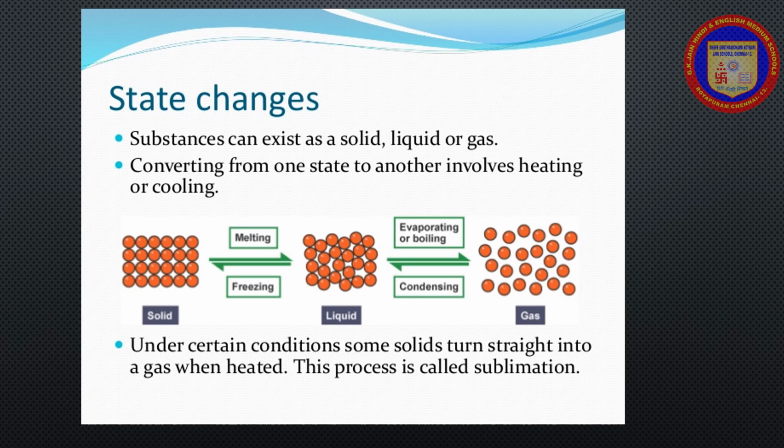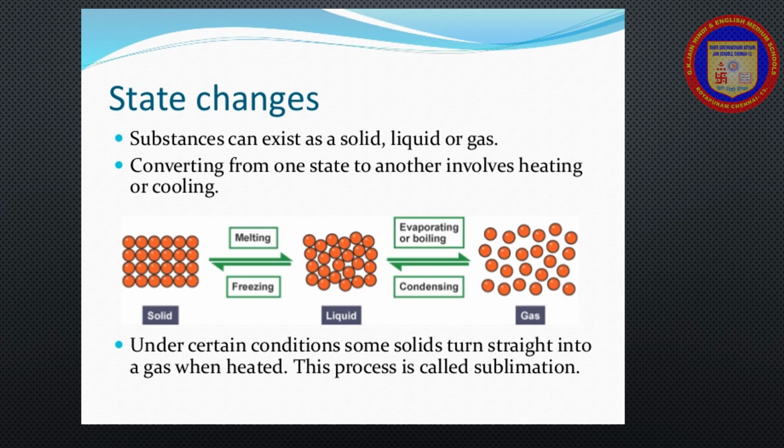A substance can exist as a solid, liquid or gas. So when they get heated up, what will happen? The best example is water. Water exists in three forms: as solid ice, liquid water and gaseous steam. Ice, water and steam are made up of the same type of molecules, that is, 2 hydrogen atoms and 1 oxygen atom form the water molecule.